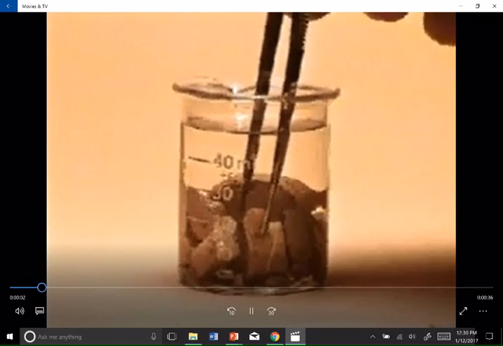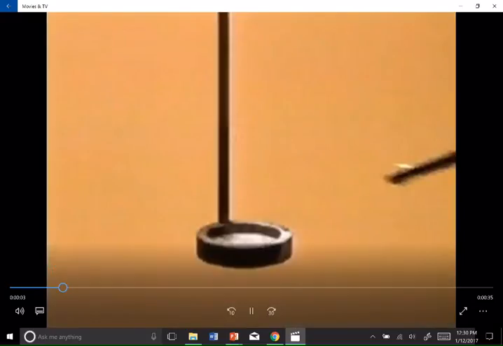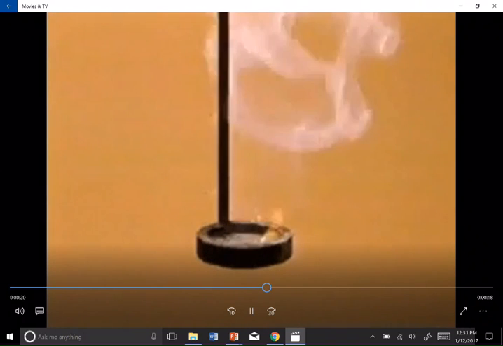One form of the element phosphorus must be stored away from oxygen, in this case, in a beaker of water. When exposed to the air, it reacts violently to form tetraphosphorus decaoxide.